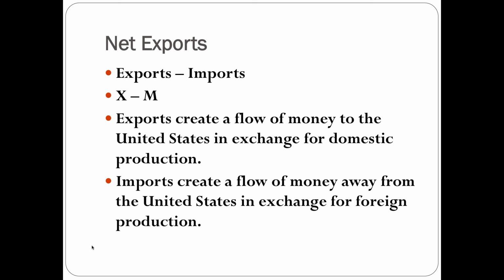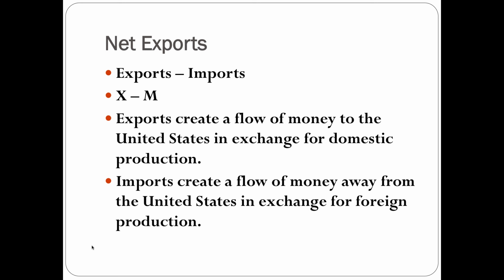All right, so it's really important to know and to memorize those four components of the aggregate spending model. C is consumption, IG is gross private investment, G is government spending, and XN is net exports.